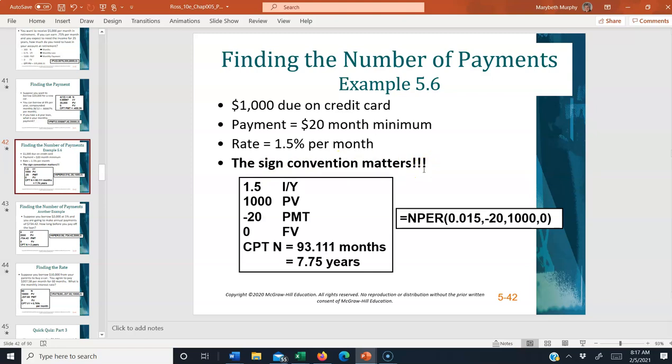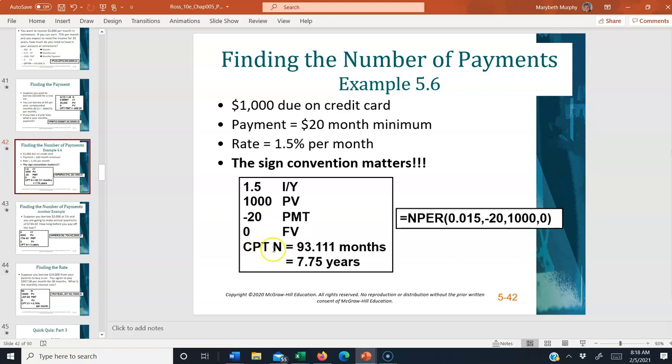I was doing one of the homework problems, and I forgot to put the right sign convention in. I couldn't come up with the answer. Then I realized I forgot the minus sign and came up with the right answer. So it's really important to make sure you think about that. Interest rate is 1.5. The present value is 1,000. The payment's minus 20 because the payment is going out. The future value is 0.